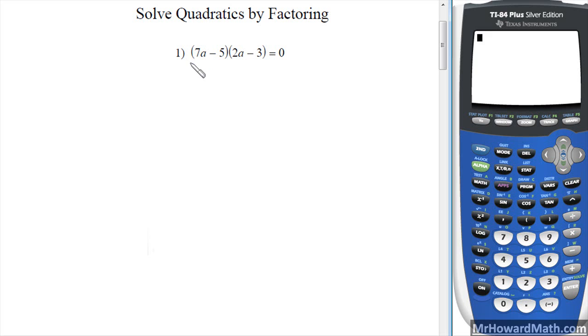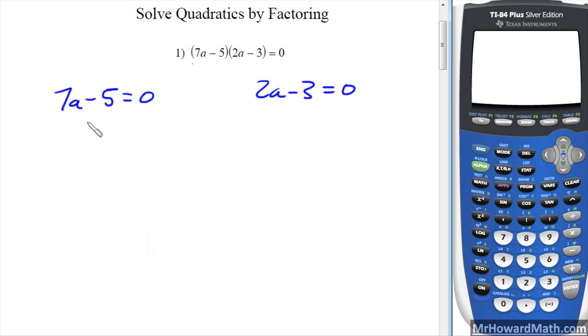Well, we have two factors here, factor 1, factor 2. They're multiplied together and they equal 0. That means that at least one of them has to be 0. So this quantity right here has to be 0, or this quantity has to be 0. That's the only way you can multiply two factors together and get 0. At least one of them has to be 0. So we use that to our advantage and set each factor equal to 0, and then we will solve.